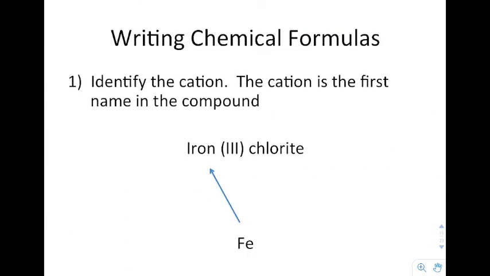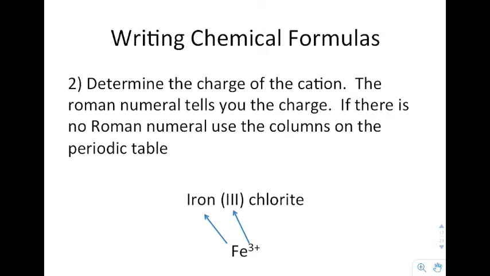So when you write the chemical formula, the first thing you do is you identify the cation, and you write the chemical symbol for it. So this right here would be iron, Fe. Next, what we need to do is we need to write the charge of the cation.